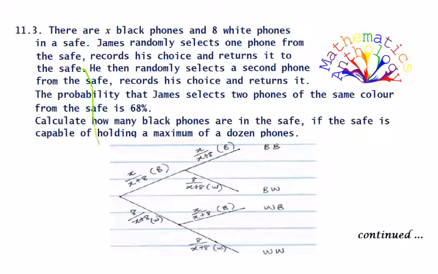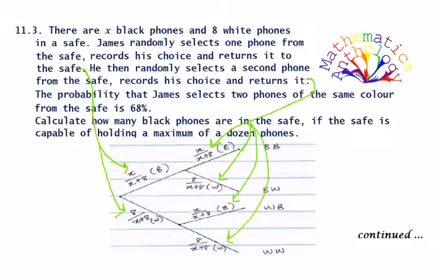11.3. There are X black phones and 8 white phones in a safe. James randomly selects 1 phone from the safe. He records his choice and returns it to the safe. He then randomly selects a 2nd phone from the safe. He records his choice and returns it. The probability that James selects 2 phones of the same color from the safe is 68%. Calculate how many black phones are in the safe if the safe is capable of holding a maximum of a dozen phones.